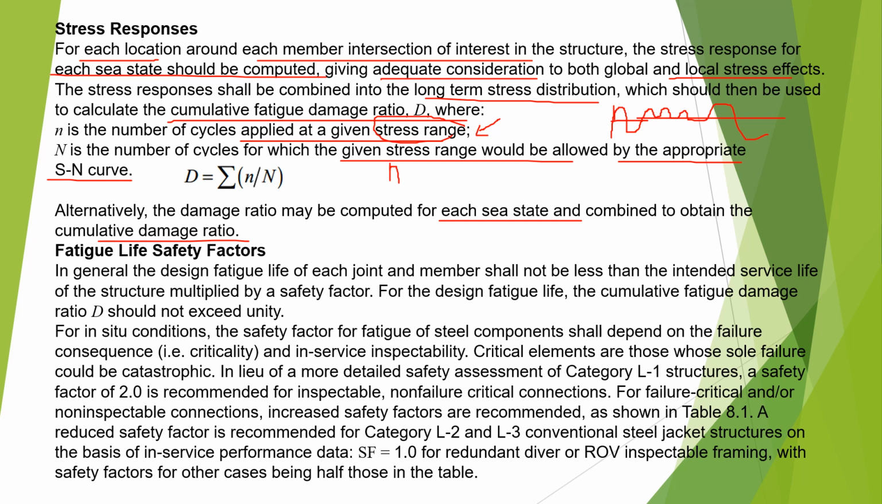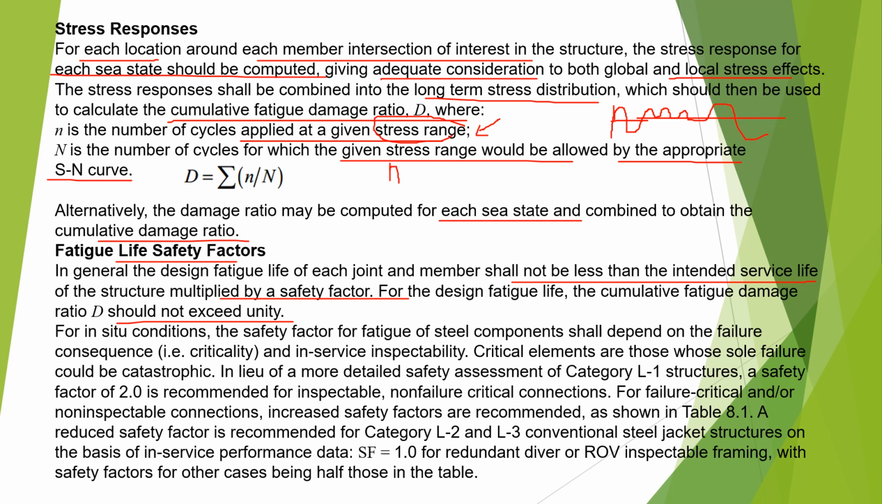The concept behind this life safety factor is that in general, the design fatigue life of each joint member shall not be less than the intended service life. For example, maybe the structure has an intended service life of 30 years. It should be multiplied by a safety factor, and then the design fatigue life should not be less than the intended service life multiplied by the safety factor. For the design fatigue life, the cumulative fatigue damage ratio shall not exceed unity.